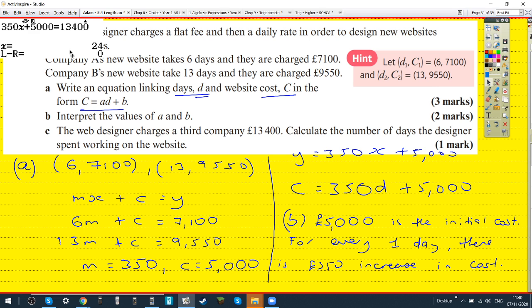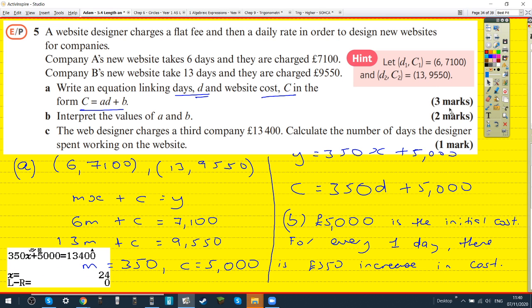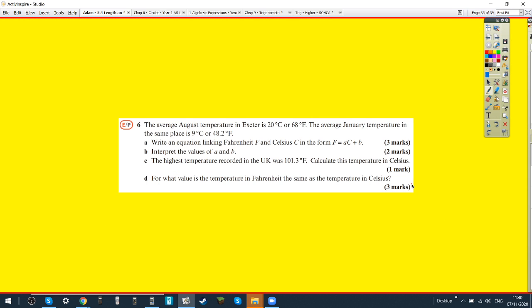Oops, that's good. And I really didn't read this question. So there's a website designer. He charges a flat fee and then a daily rate to design websites for new companies. So 5,000 is the flat fee. And then £350 is the daily rate. Grand. Any questions about that? Nope. So you're definitely good for C.